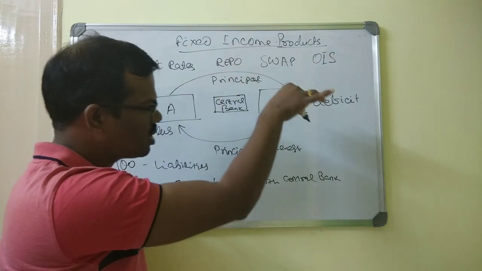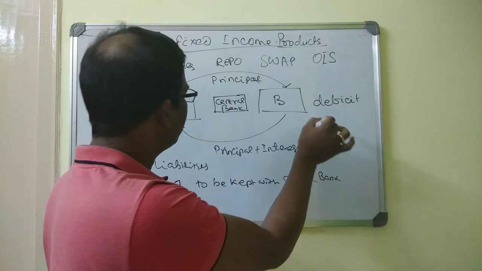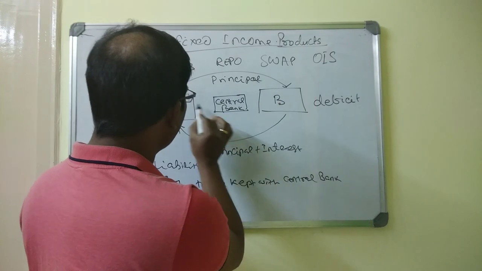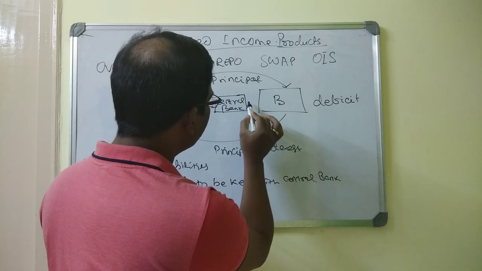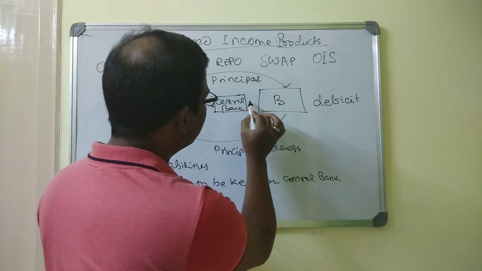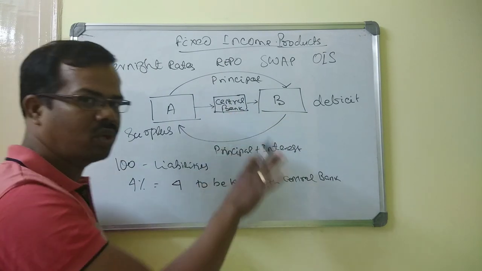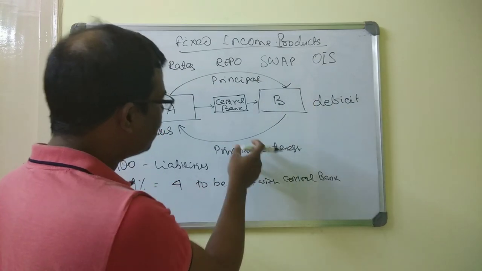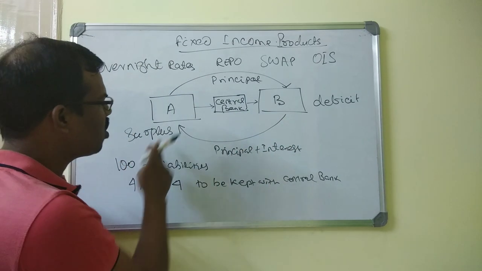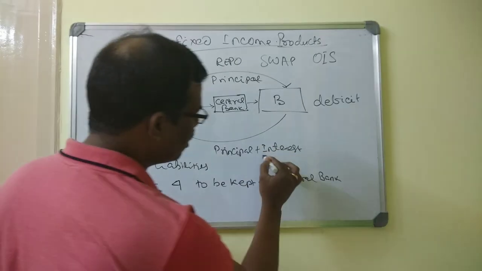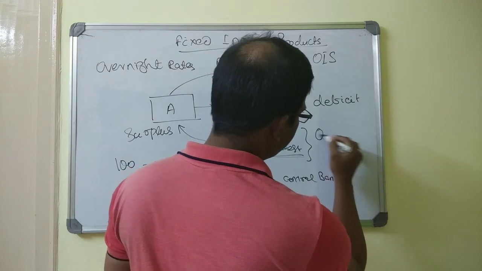The bank which has a surplus will transfer the cash to the bank which is in deficit, and that transfer will happen on the account that A is maintaining with the central bank, from A's account to B's account. So both the accounts are with the central bank only. Now this principal, on the very next day, the money will come back from B's account and get credited back to A's account with the interest. This interest is determined by the interest rate called the overnight interest rate.